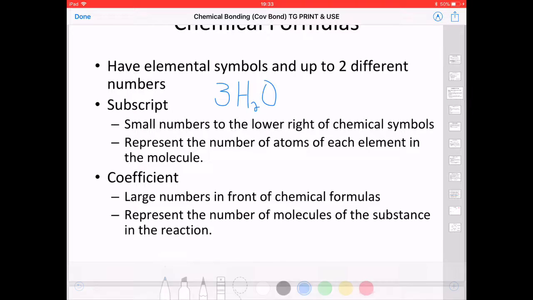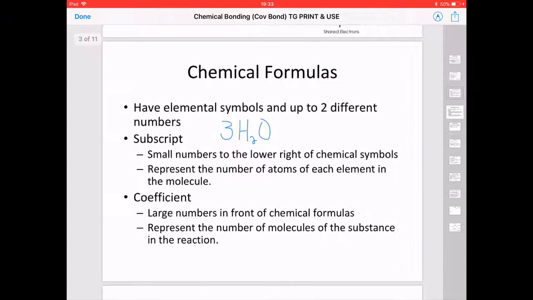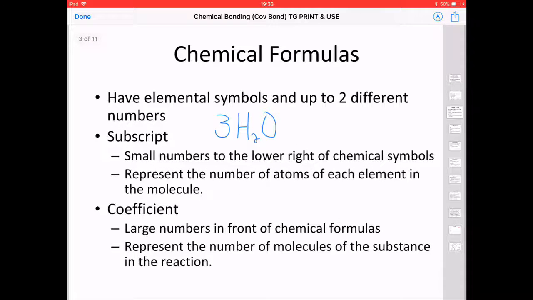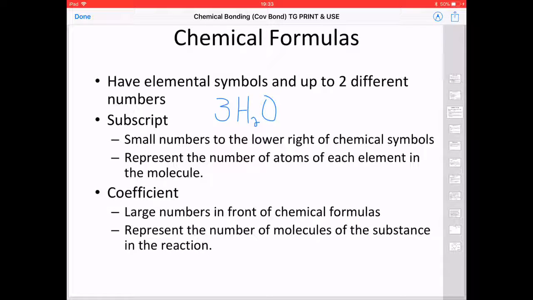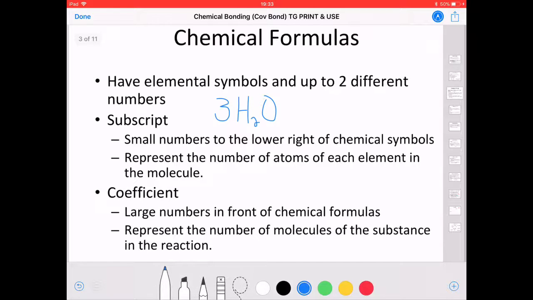There are a few, more than a few, of you that seem to be struggling with chemical formulas. So I just wanted to throw this slide in there for you guys to review. Any sort of chemical formula can have 2 different numbers and then of course the chemical symbols. So first number is the subscript. That's what you see most often. Here our subscript is the 2 next to the hydrogen. That just tells you that it has 2 atoms of hydrogen in 1 molecule of water.